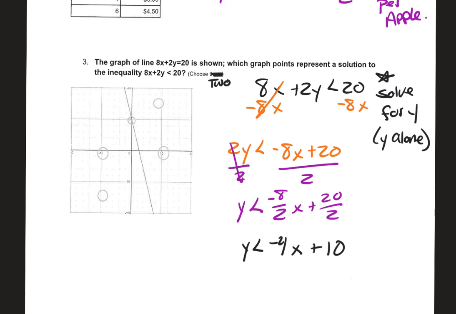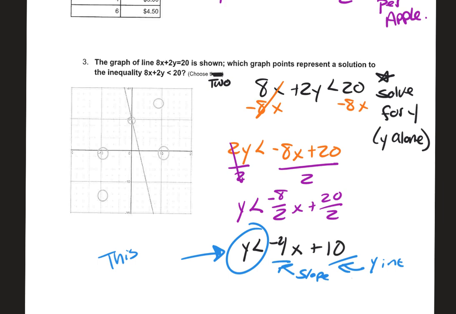And I can notice, yeah, here's my y-intercept. I have 10 here. Negative 4, oh yeah, that looks about a negative 4 slope. That makes sense. Now let's label this part. This right here was my y-intercept. This told me what my slope was. And this very important part tells me to shade below the line. y is going to be less than.